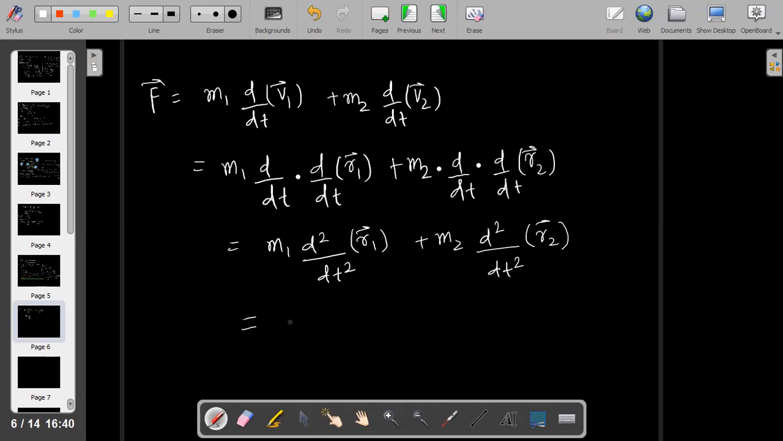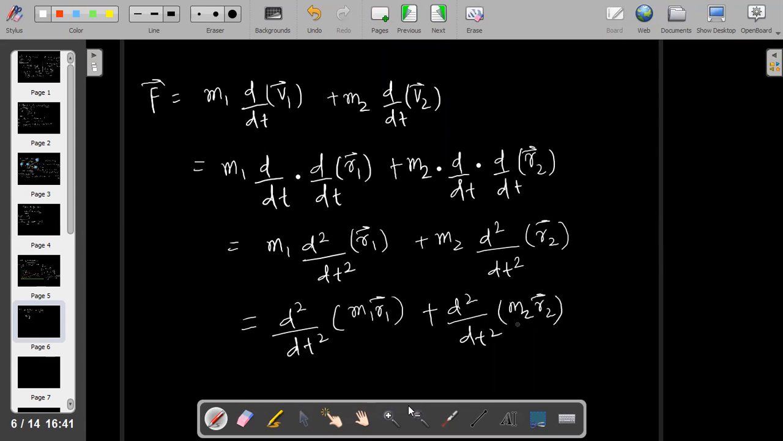Now if you are taking d square by dt square, this is m1 r1, and m1 is constant, so you can take m1 out, with d square by dt square of r1. And this is m2 into d square by dt square of r2. Understand this?